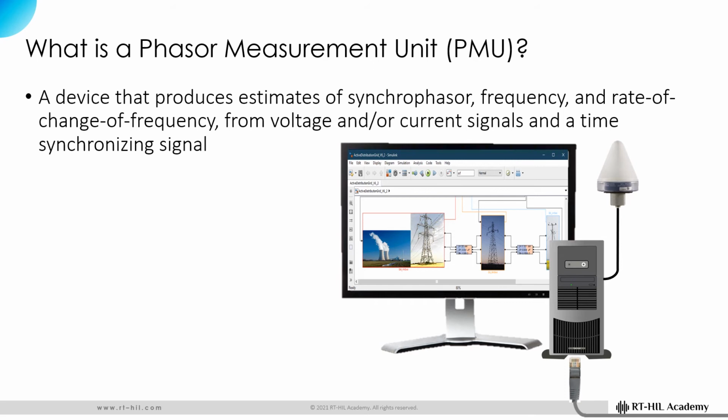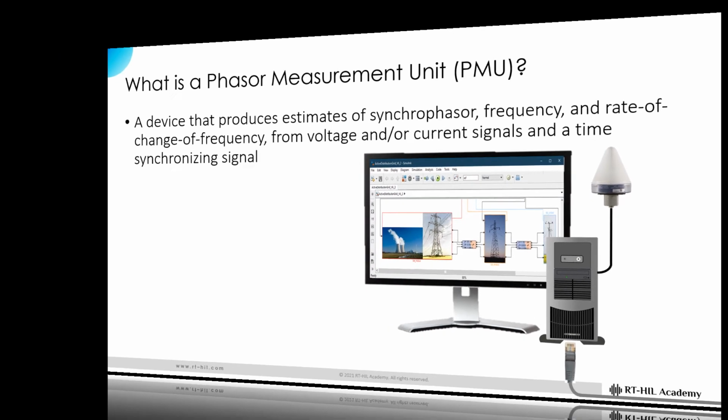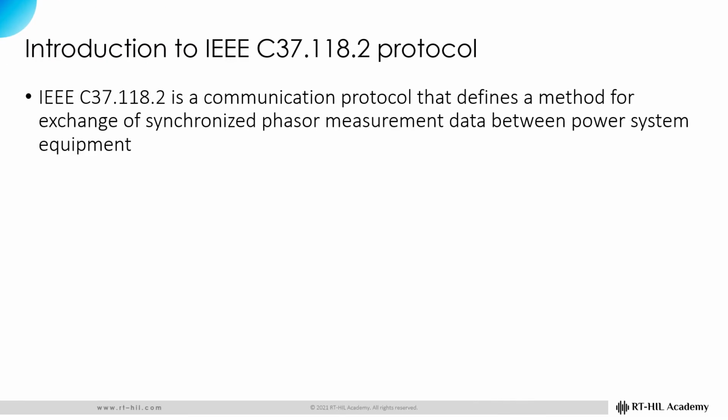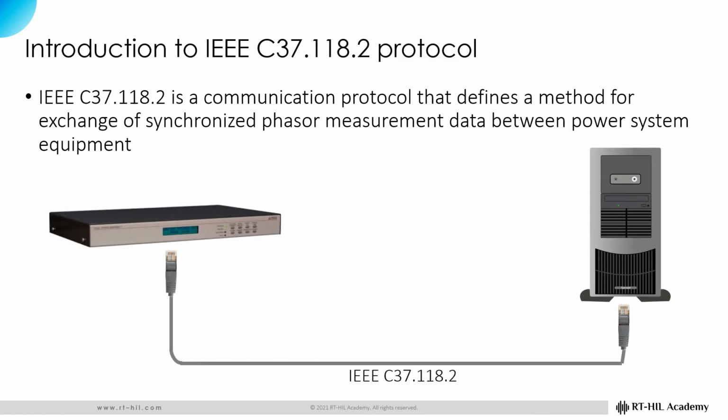So, now that we have reviewed the definition of synchrophasor and PMU, it is the time to have a closer look at the IEEE C37.118.2 communication protocol. What is the IEEE C37.118.2 protocol? The IEEE C37.118.2 is a communication protocol that defines a method for exchange of synchrophasor measurement data between power system equipment. In other words, this protocol is the language by which the phasor measurement units, or PMUs, communicate with other devices.